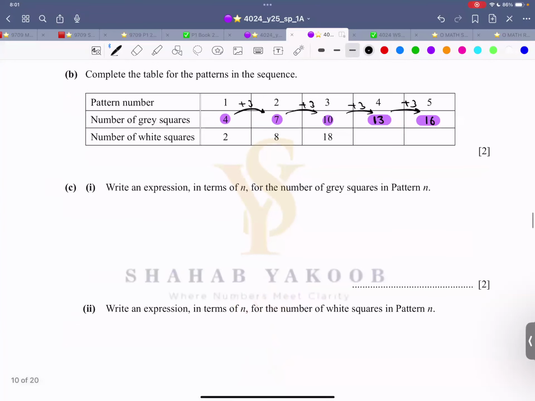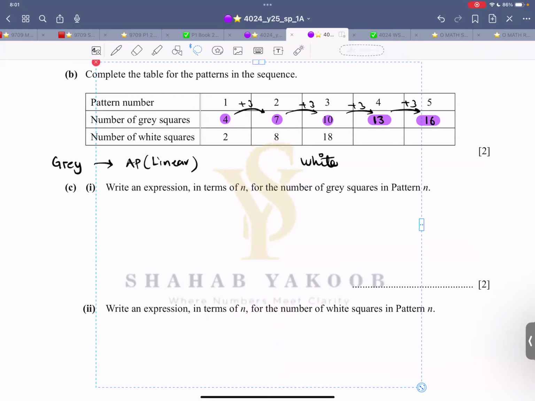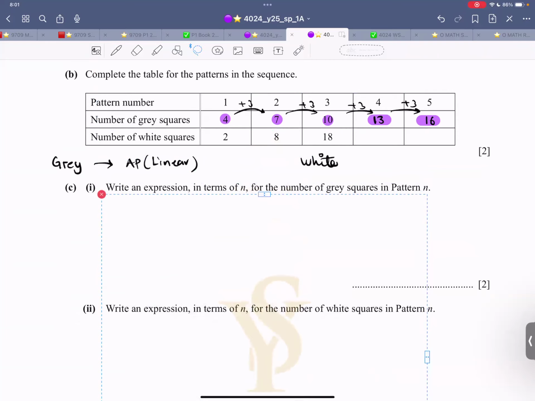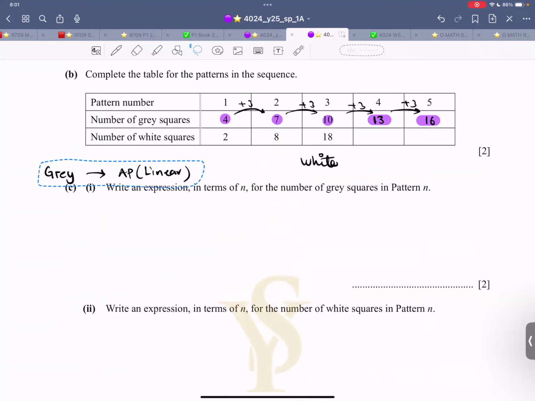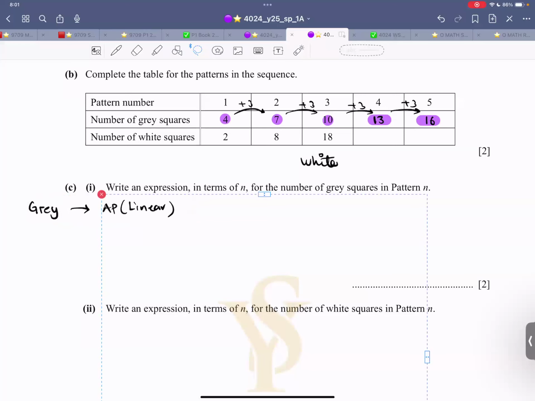So first of all, let me write this thing. The gray squares, that is an arithmetic progression. It's a linear series, linear sequence. We will soon talk about the white one. And how do we talk about the white one? Hold for a second. Let me just shift this down a bit. For gray, let me write over here. For white, I'll write it over here. Now, what do you see in the white one?